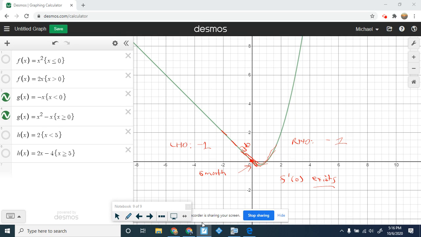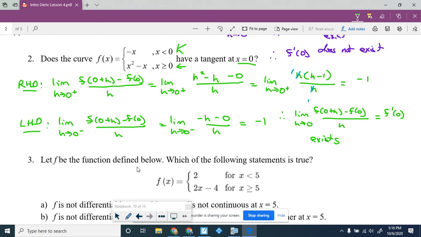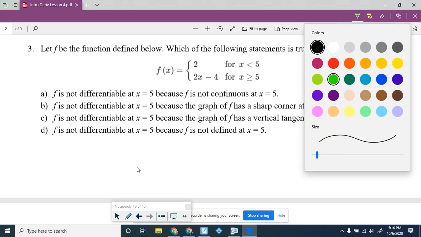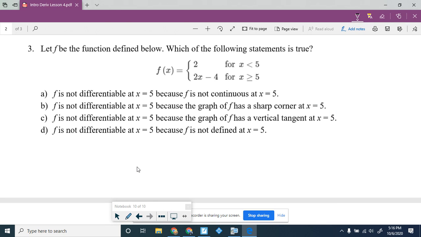Getting into this. All right, so here we go. Let's go to the next question. Close that out. Come back here. All right, this one, it's a multiple choice question. It says, let f be the function defined below. Which of the following statements is true? This is a typical AP Calc question, right? Typical question on your exam. So when you look at these choices, you're like, all right, every single choice is talking about differentiability and continuity, right?